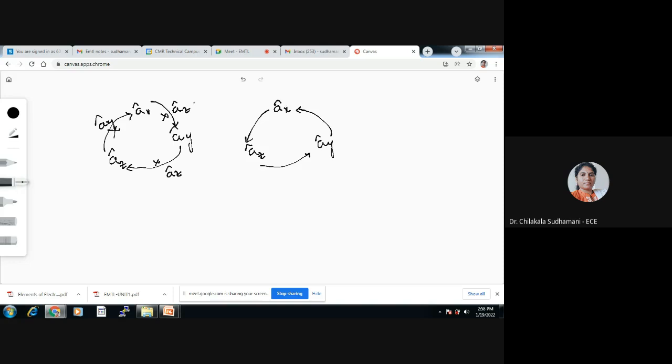Then what happens? AX cross AY gives AZ. Then what is AY cross AX? Minus AZ. Very good. Minus AZ cap. Similarly, minus AY cap.